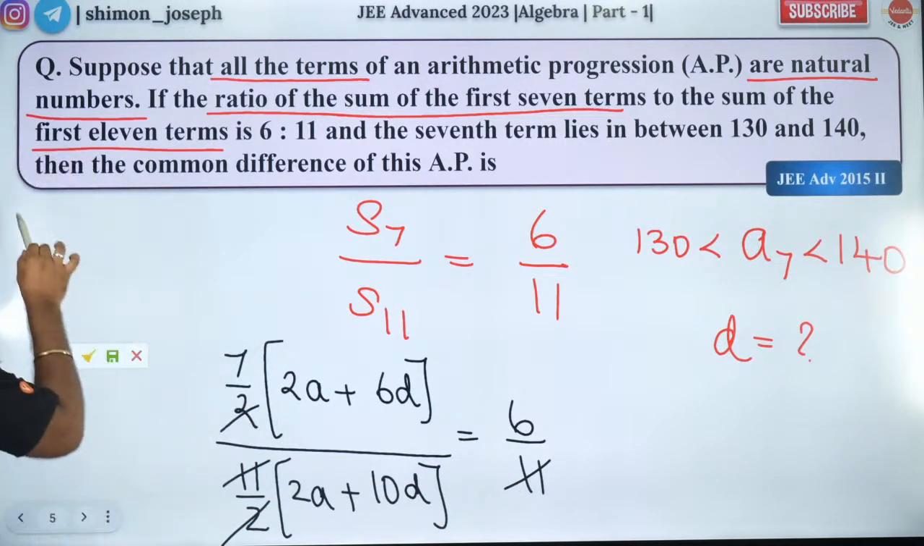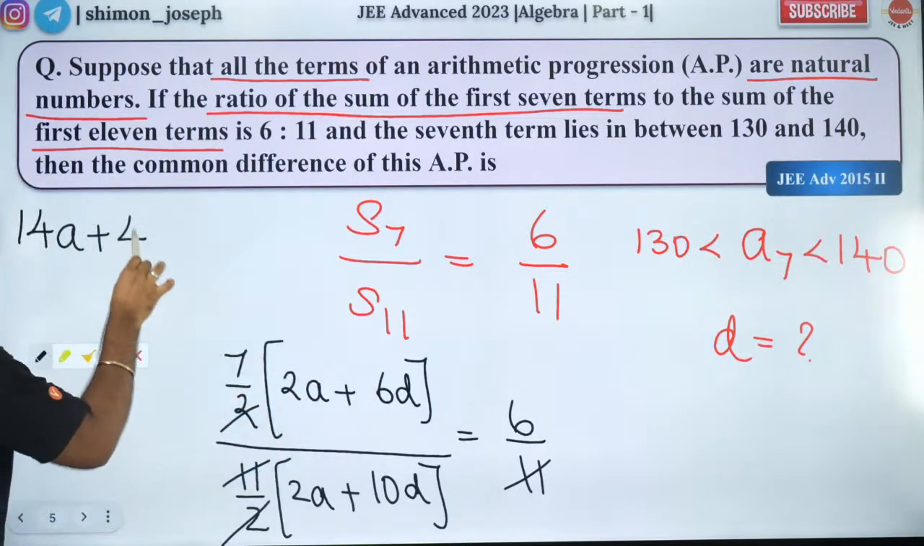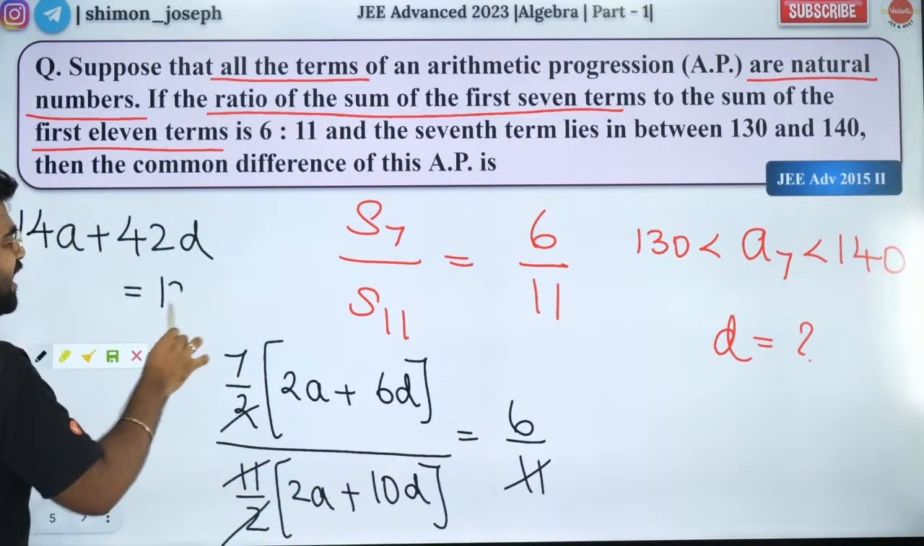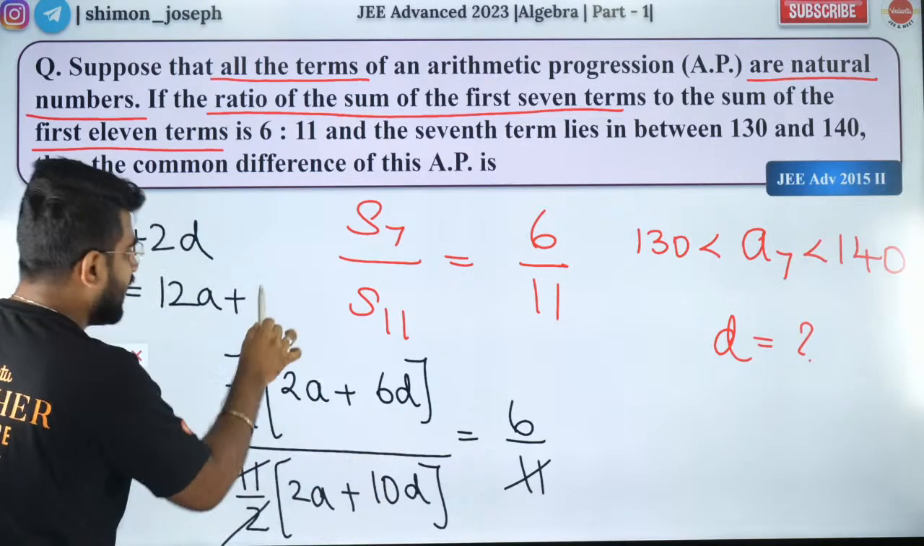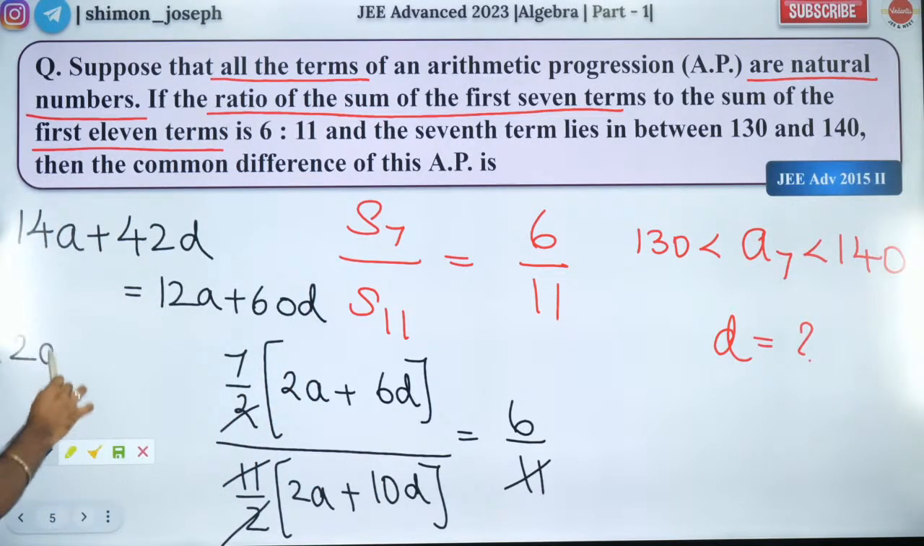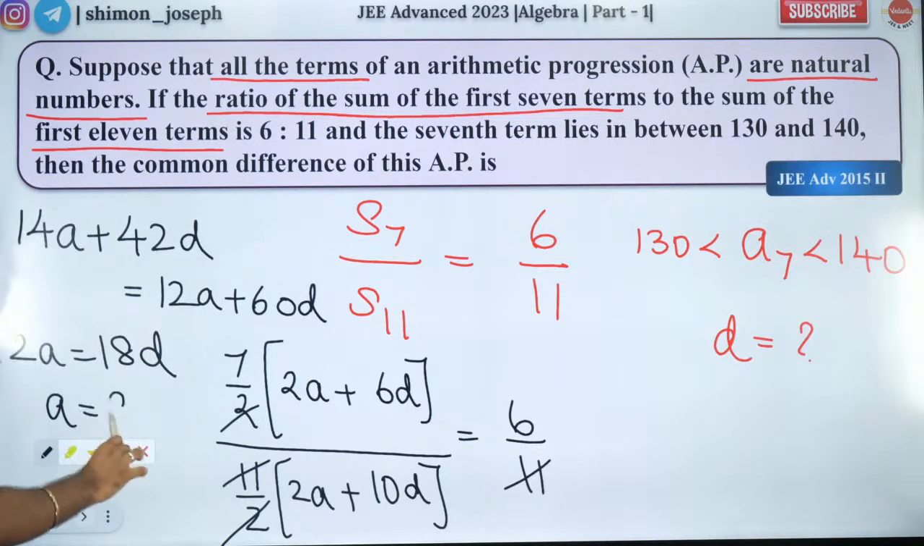7 into 2 is 14a, plus 7 into 6, 42d, is equal to 6 into 2, 12a, plus 6 into 10, 60d. So from here I can get 2a is equal to 18d. So I'll get a is equal to 9d.